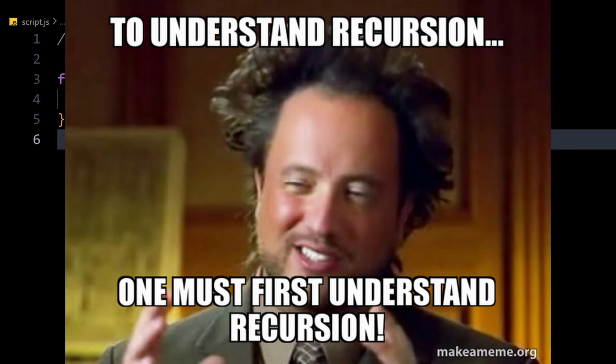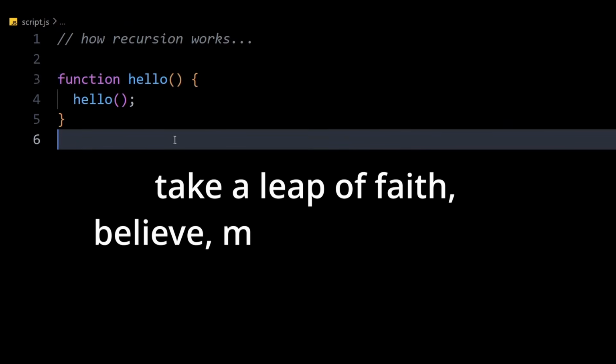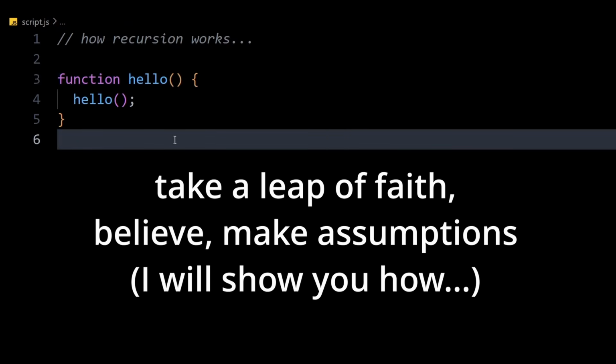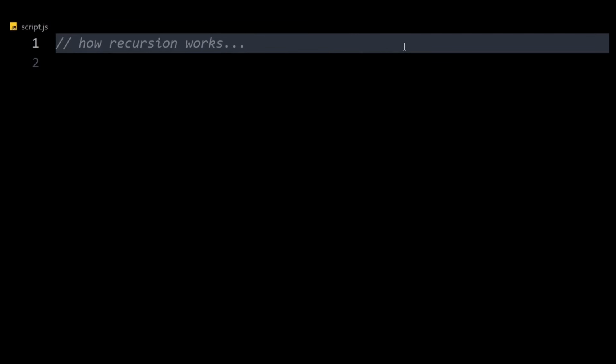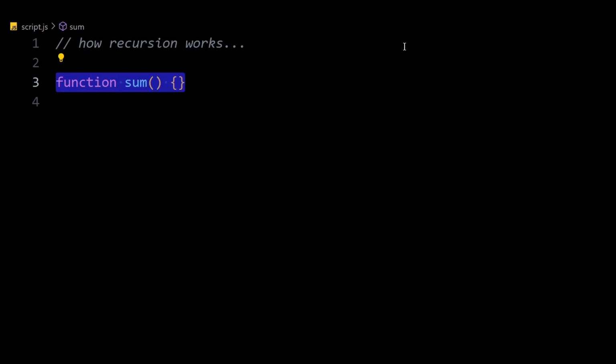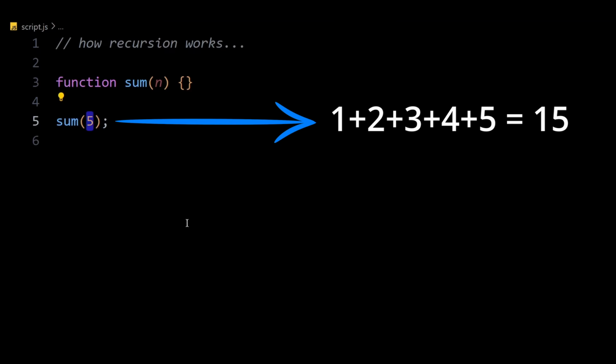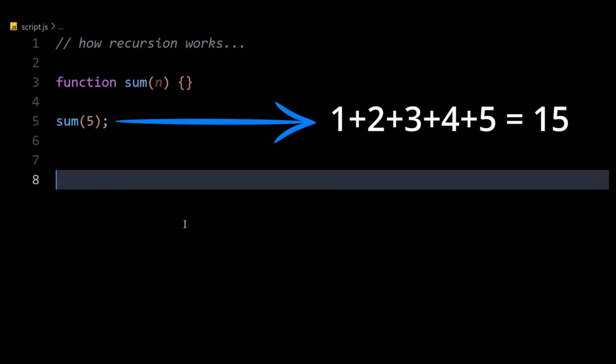If you want to start solving recursion problems, you must be willing to take a leap of faith, like Spider-Man. You must believe. Assumptions will need to be made and are necessary for solving these types of problems. So let's take an example to understand this better. The problem here is to find the sum of all values from 1 to n. So if I pass 5 to sum, then I should get the value 15, because the sum of all the numbers from 1 to 5 is 15.